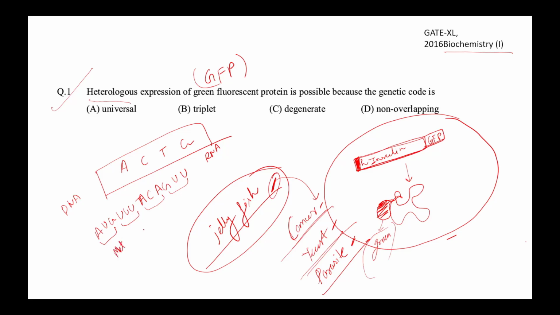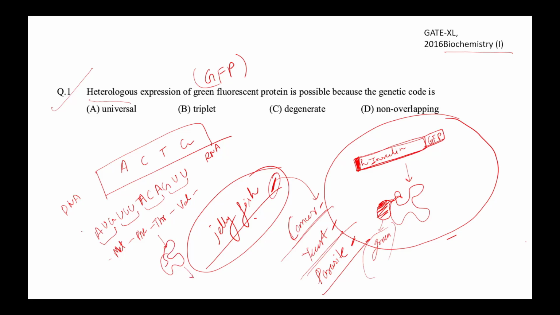This UUU, it codes for the amino acid phenylalanine. And then this ACA, it codes for threonine. This GUU, it codes for valine. So that is how the amino acid sequence is now produced, which is making the final protein that will show the activity and perform its function in the host cell where you are introducing it.